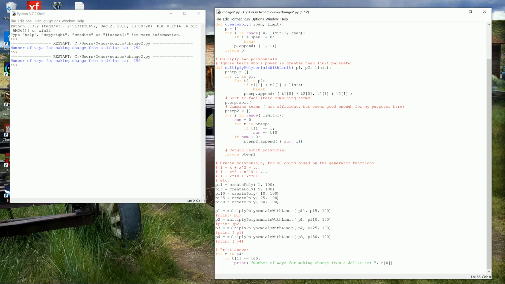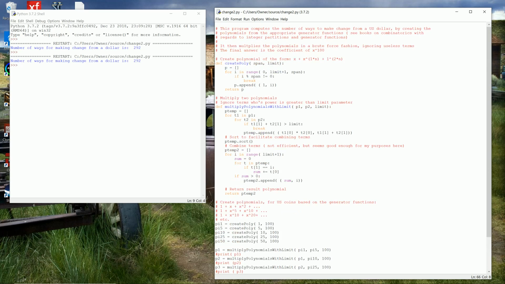Number one, I limit the polynomials to the 100th term. I should say not the 100th term, but the term where x is raised to the power 100. I don't have terms in the polynomials that aren't going to do me any good. And when I'm multiplying out the polynomials, I also stop at the point where there's no use to the term because they're too large. They would never be useful in figuring out the coefficient for x to the 100th.